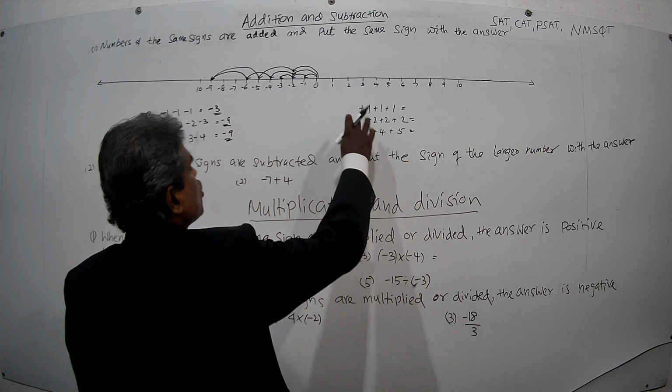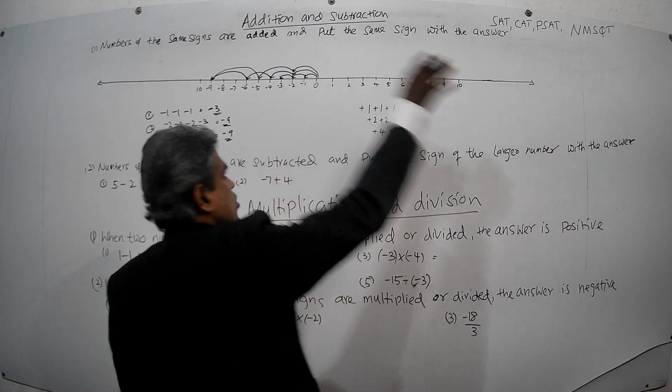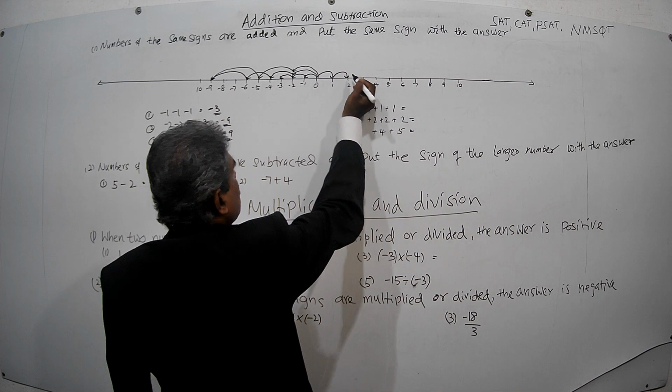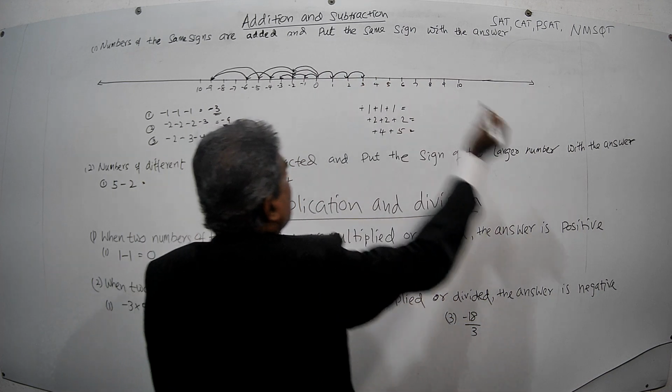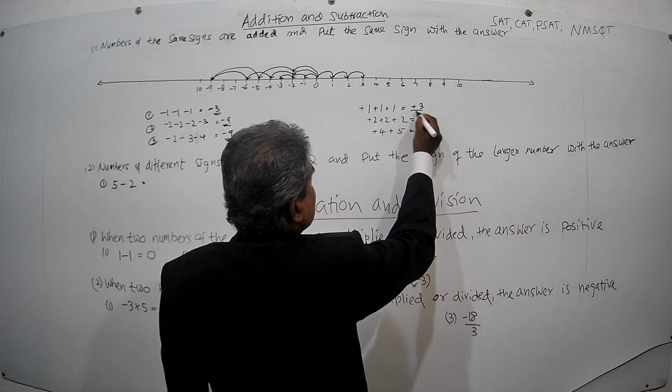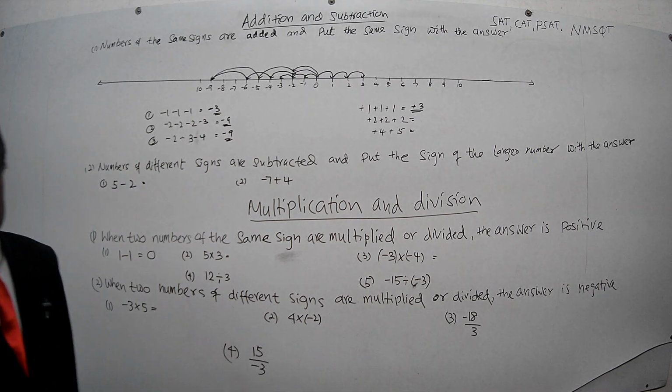From 0, when you go plus, you go rightward. Go forward 1 by 1, by another 1, by another 1. Right, there are 3 ones. Now we have ended up at 3. Therefore, the answer will be 3. That is positive 3. See. Right. Now the next one.